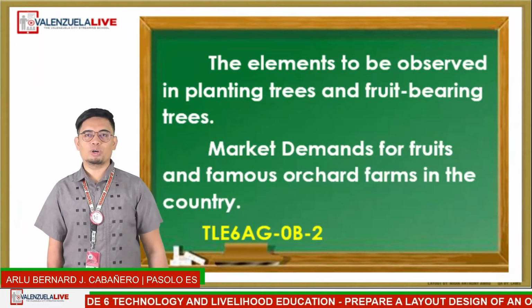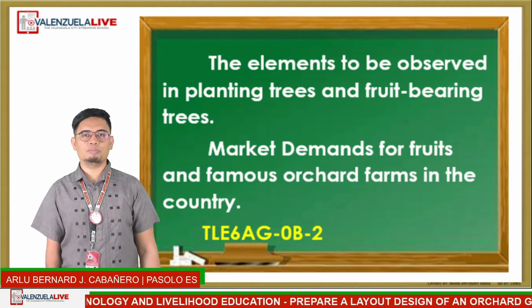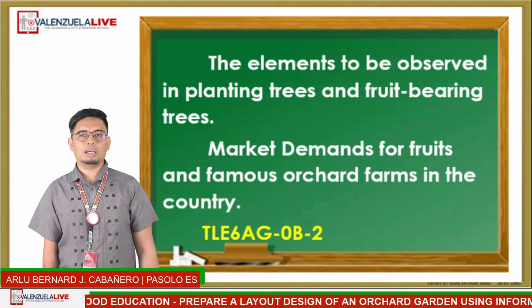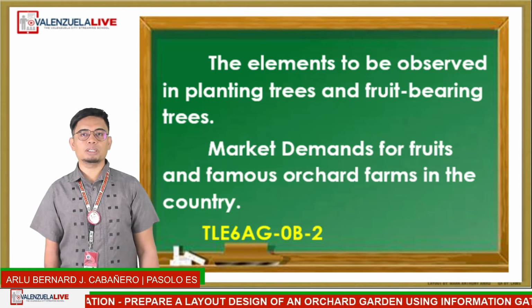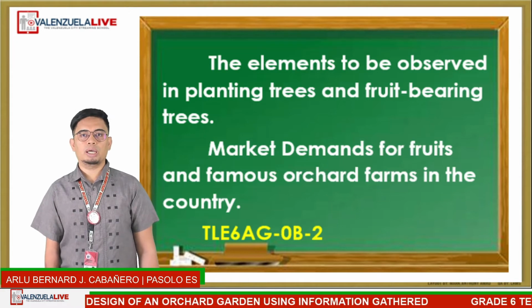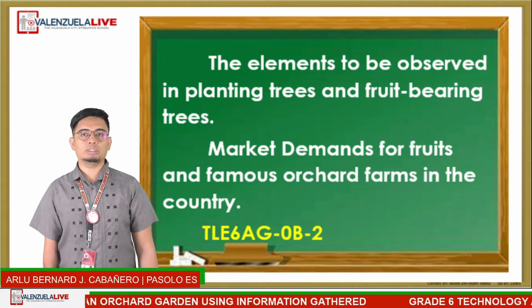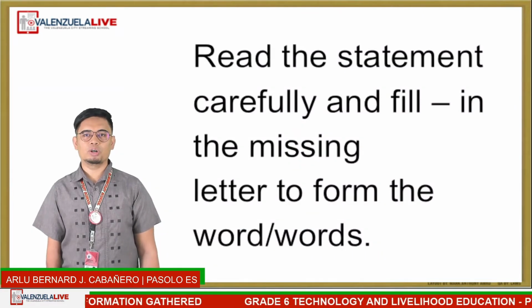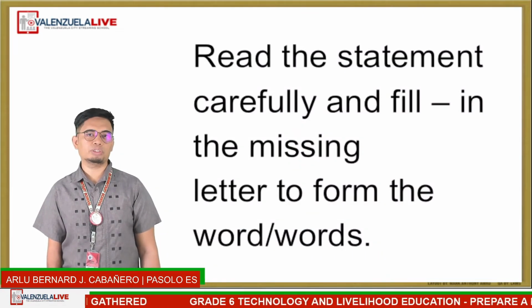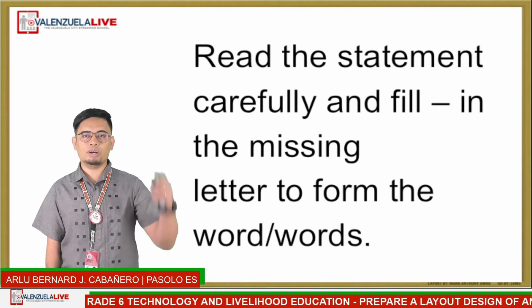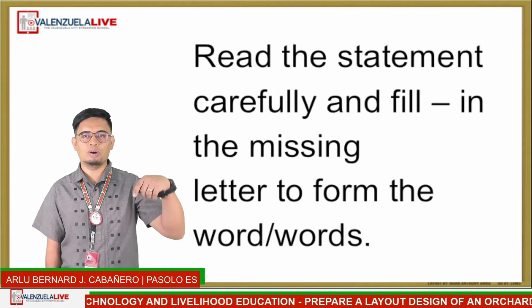First, we're going to have a short review of the last lesson you had in TLE 6 entitled Elements to be Observed in Gathering Trees and Fruit-Bearing Trees, Market Demands for Fruits, and Famous Orchard Farms in the Country. Direction: you are going to fill in the missing letters to complete the words I am going to present. Type your answer in the comment box below.